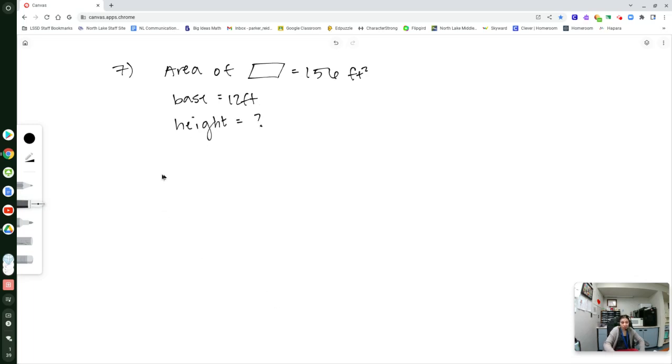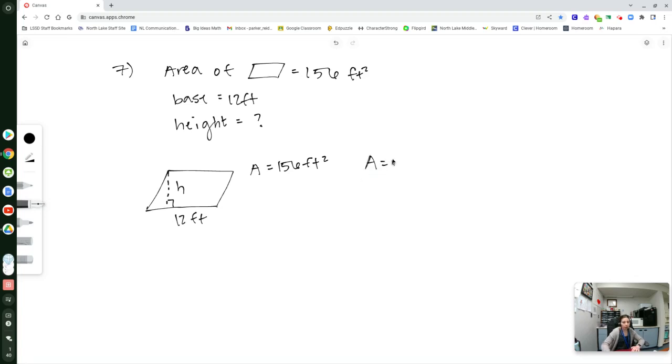So I'm going to draw a picture. I think that's going to help us. Here's my parallelogram-shaped carpet. We know the area is 156 square feet. We know the base is 12 feet. We do not know the height. That's what we're trying to find. So let's go ahead and use our area formula to work backwards and find the height.